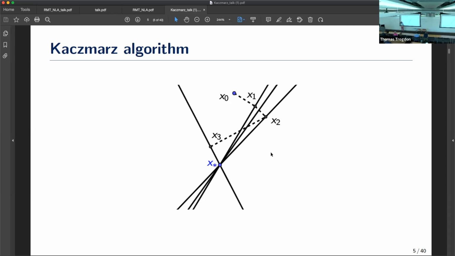You can see already here that from x1 to x2, I didn't make much progress towards the solution. My step size was small, and this side of the triangle was much bigger. From x2 to x3, I had a huge progress towards the solution. So not all the steps are equally useful, right?